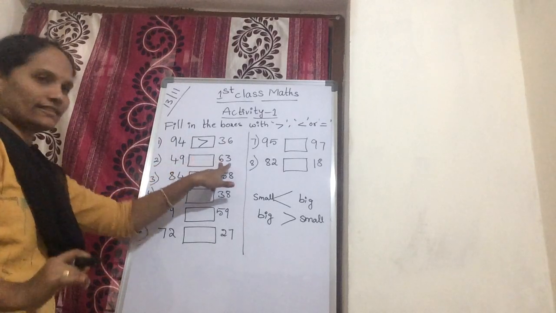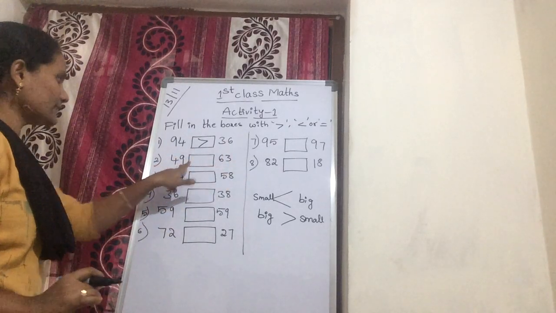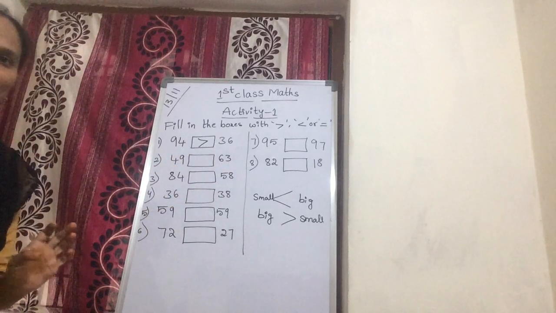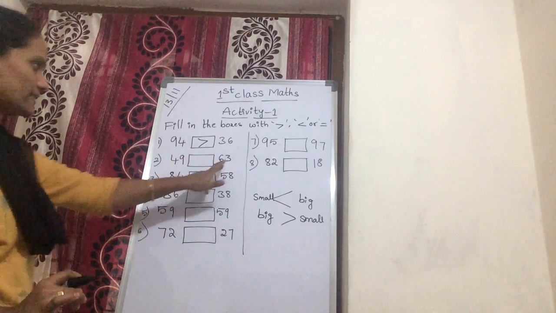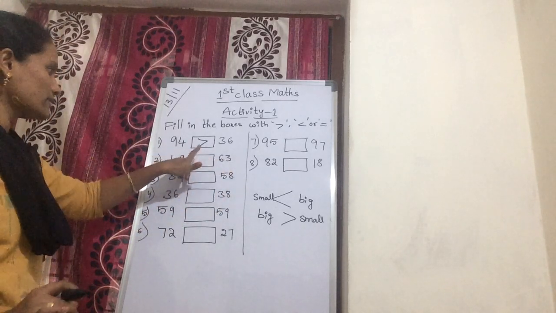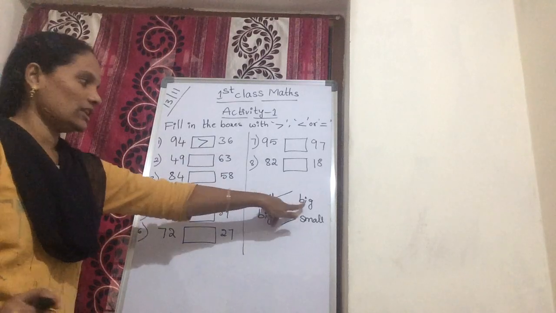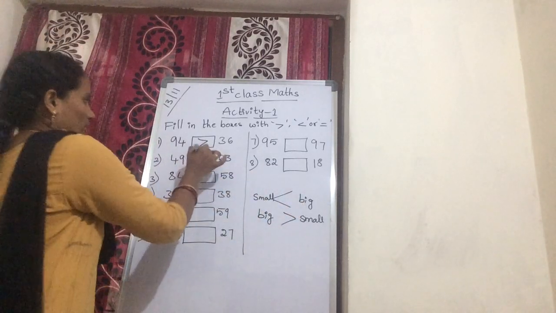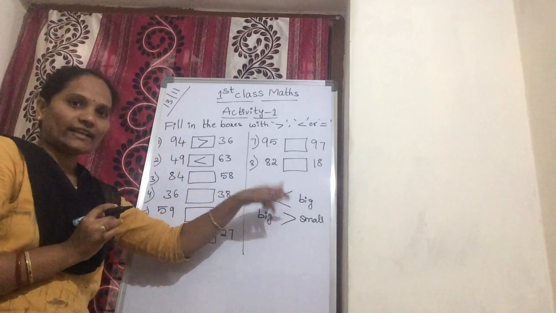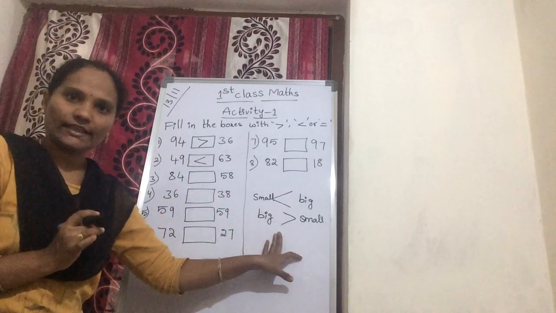49, 63. Is 49 the big number or 63 the big number? 63 is the big number. So small, big, small, big. So here we are putting less than. Okay. L for less than, and the other one is greater than.